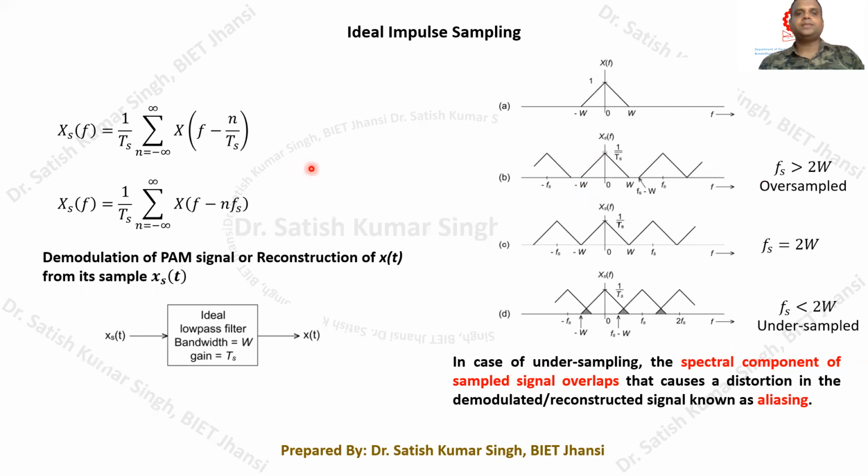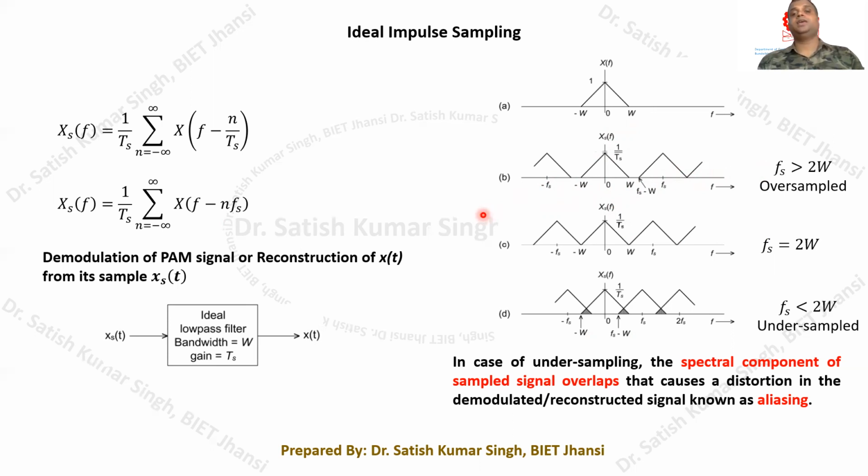Similarly when n equals minus 1, at f equals minus fs there will again be the same spectrum. So basically, while doing ideal sampling with the impulse train, whatever the spectrum of the message signal, that spectrum is shifted around integer multiples of the sampling frequency fs. So we are going to obtain infinite such bands. Now try to see the conditions.